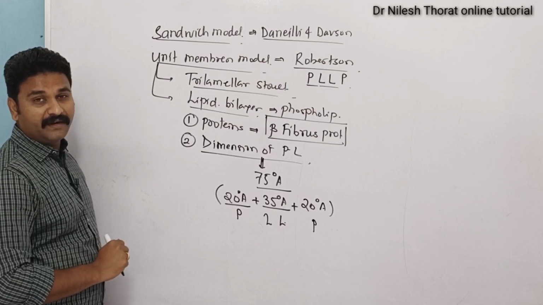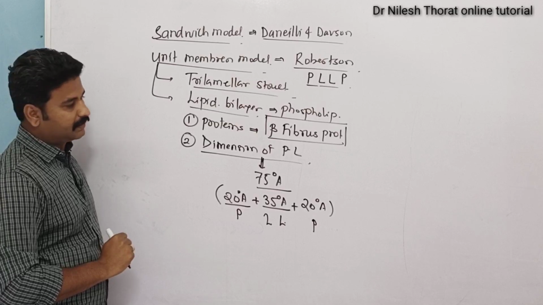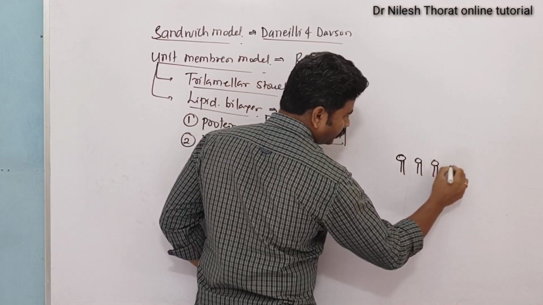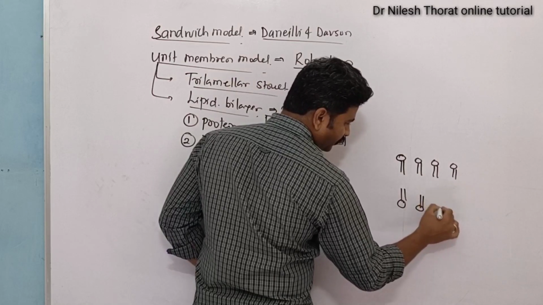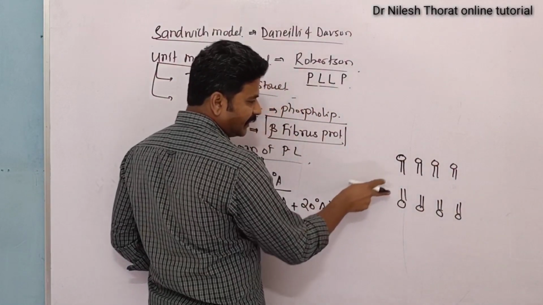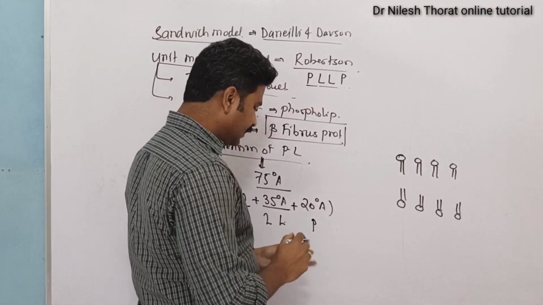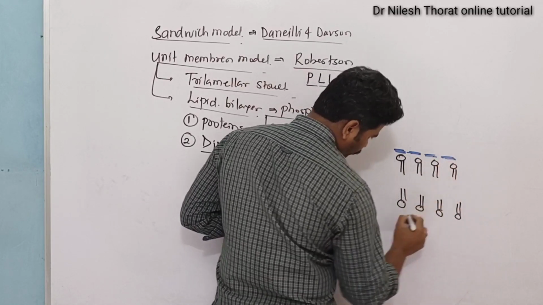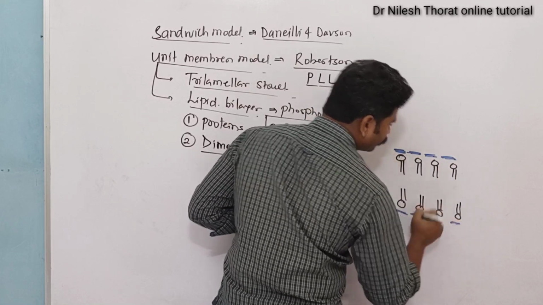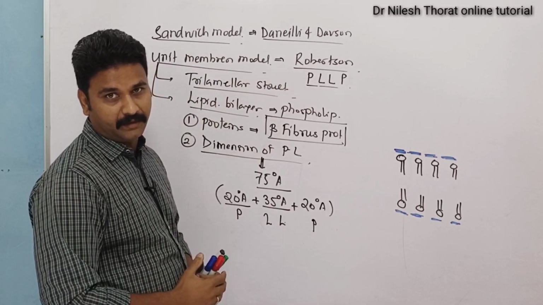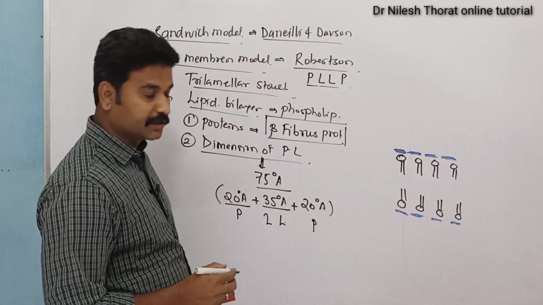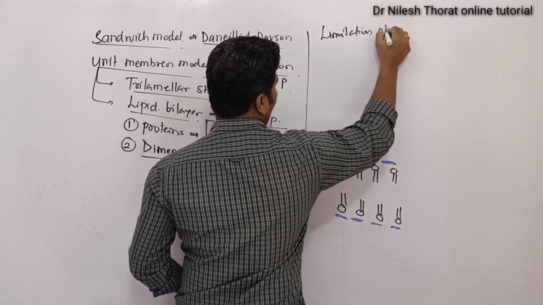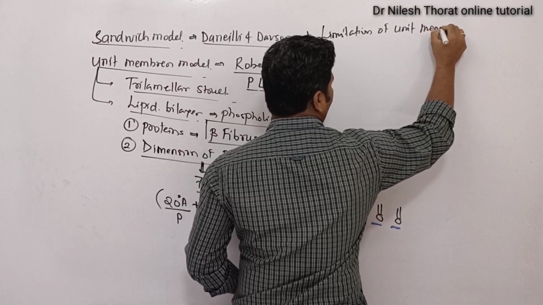But again, the model has failed to prove certain properties of the plasma membrane. Let's check out. According to Robertson, the lipid bilayer is arranged in which the globular heads are facing outside and the fatty acid tails are facing each other, and the protein layers which are present here, the beta type of proteins, make the layer non-dynamic, because this type of structure does not prove certain things. Number one, limitation of the unit membrane model.